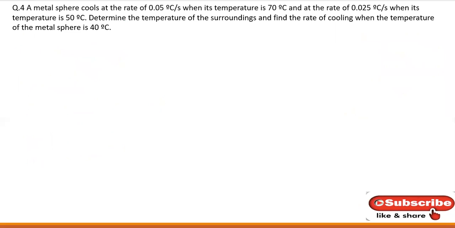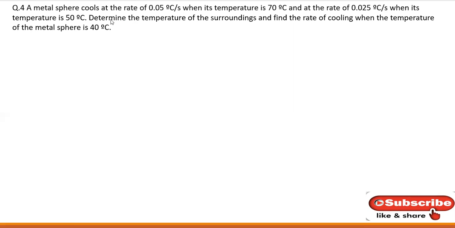Let us solve the next question. A metal sphere cools at a rate of 0.05 degrees Celsius per second when its temperature is 70 degrees Celsius, and at the rate of 0.025 degrees Celsius per second when its temperature is 50 degrees Celsius. Determine the temperature of the surroundings and also find the rate of cooling when the temperature of the metal sphere is 40 degrees Celsius. Here, this sum is based on Newton's law of cooling.